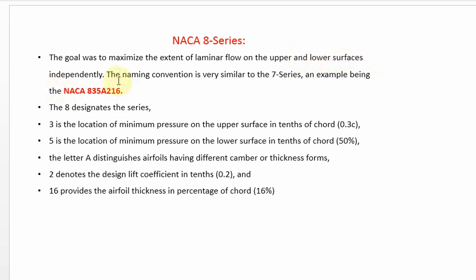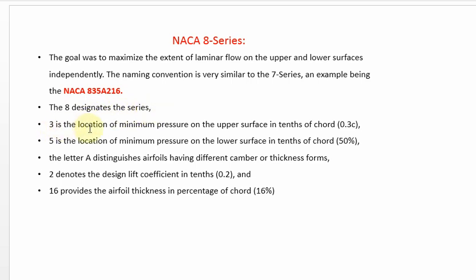Independently, the naming convention is very similar to the 7 series. That is why we have taken the example of this particular NACA numbering system, NACA 835A 216. This is the 8 series. We will see one by one what is the meaning of the individual digits. The 8 designates the series.